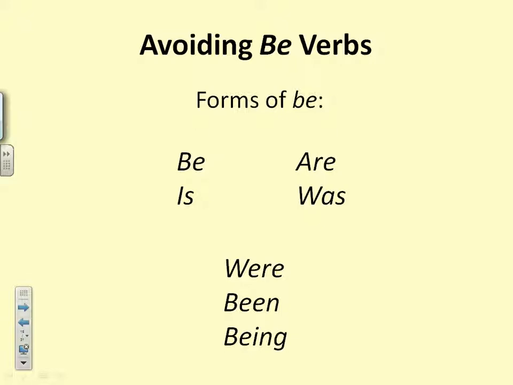Worth pointing out what the forms of be are. English has so many irregular verbs, and be is one of the most irregular because none of them look like each other, which makes it nice and difficult. But be, is, are, was, were, been, being are the main forms of be that you will see. And those are the ones that literally, as you're editing or proofreading, you want to try to avoid.